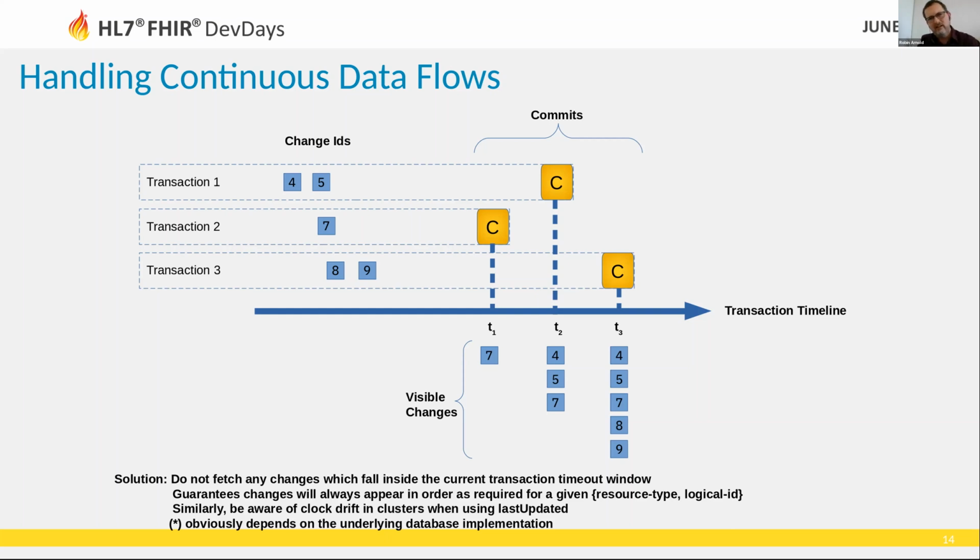And one way around this, or one mitigation, is to basically delay processing of any data that falls within what your transaction timeout window typically is. So let's say it's 2 minutes, right? What you can do is say, don't ask for any data that's younger than 2 minutes. Basically, let the system settle down.